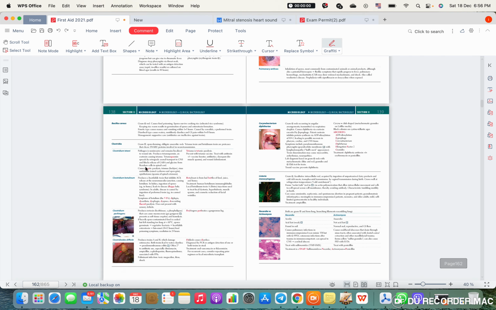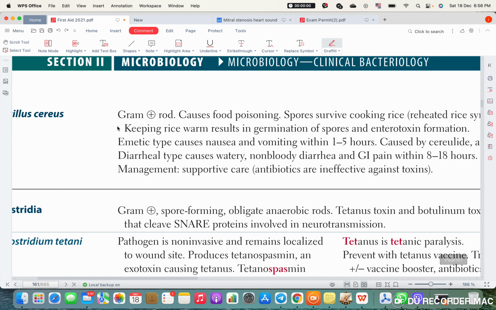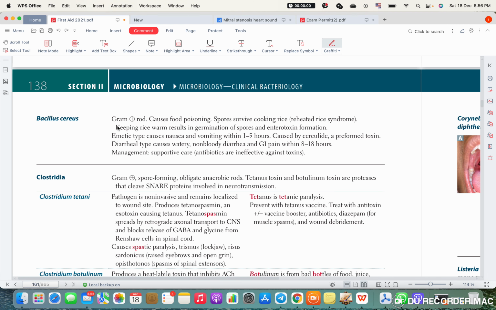So done with this page, let's speak about Bacillus cereus. Bacillus cereus is a gram-positive rod that causes food poisoning. And the spores survive after cooking rice, especially in case of reheated rice syndrome. So what is this idea of reheated rice?